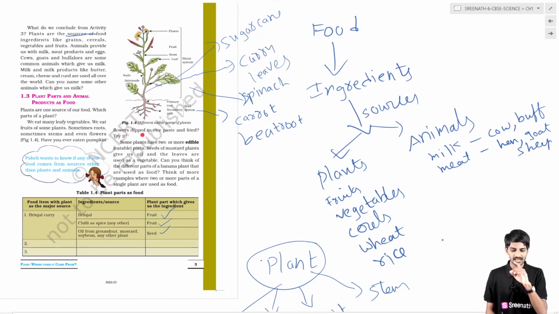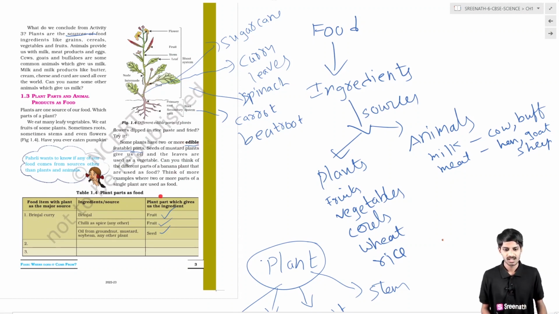Now I will give a definition of one word: edible. Edible means nothing but the eatable parts. If there is a plant, it has many parts. If any part is eatable, if any part is not dangerous to health, then we call that eatable part edible. What is it? Edible.